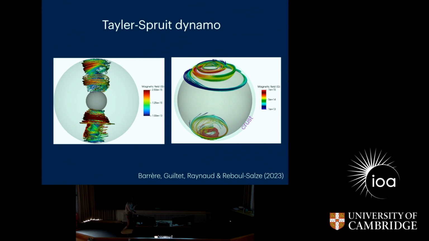So Barrère, Gillet, Raynaud, and Reboul-Salze in 2023 modeled this scenario using the Boussinesq approximation. On the left side of the slide, we see a magnetic field which they produced. It's really concentrated toward the poles. It's really toroidal, so you rotate multiple times around the rotational axis with a little bit of poloidal magnetic field. You don't have much magnetic field anywhere here at all.